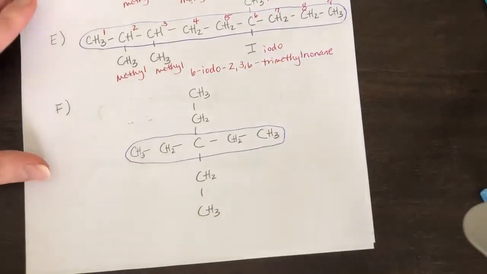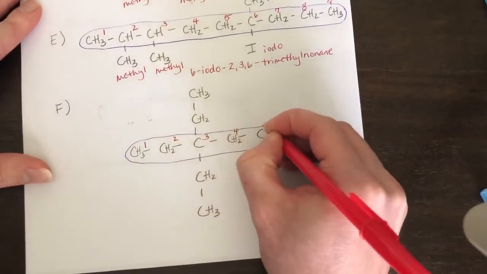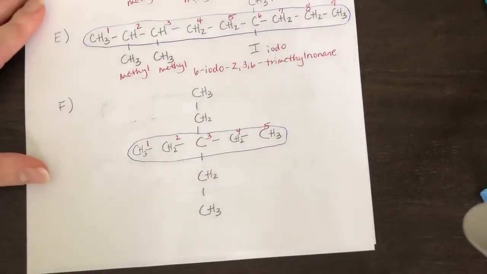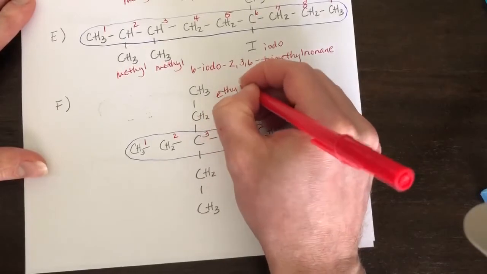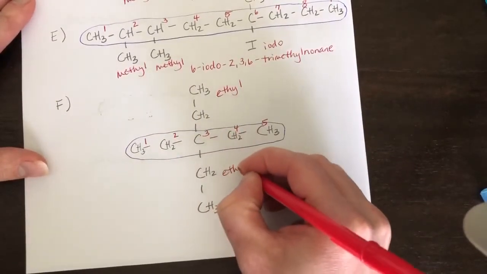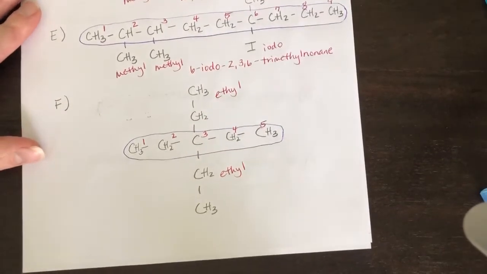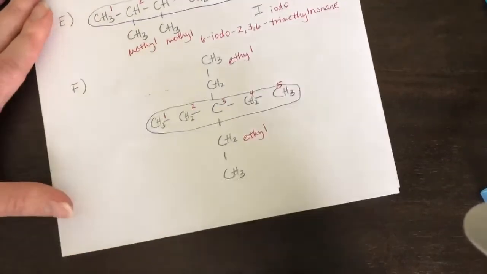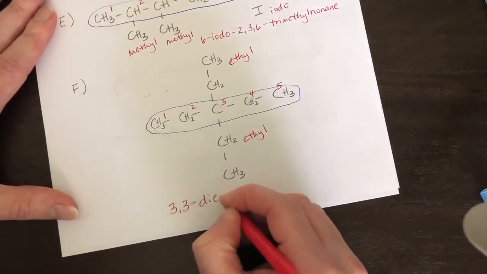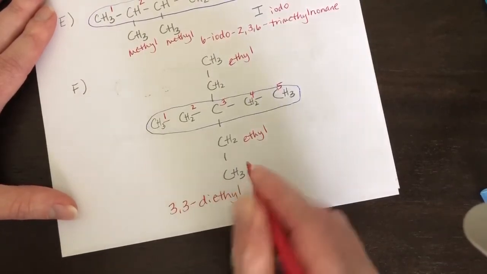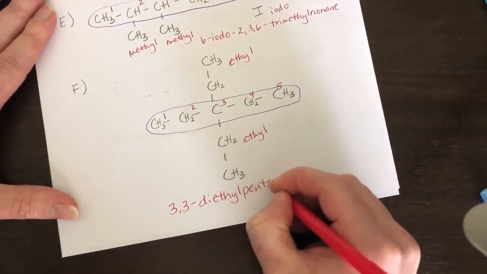Okay, so we're going to number it 1, 2, 3, 4, 5. It's going to be the same from all directions. You've got an ethyl group coming off and another ethyl group. Your ethyl is CH2CH3 from the first page of notes. So when we go to name this, this is going to be 3,3-diethyl. 5 is pent, so it's pentane.